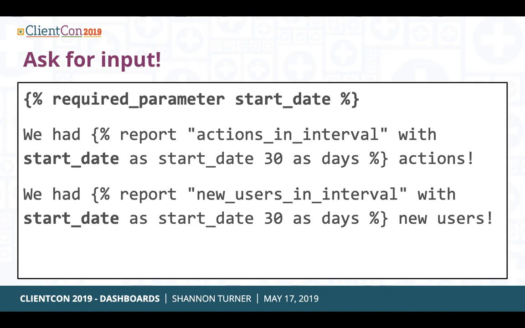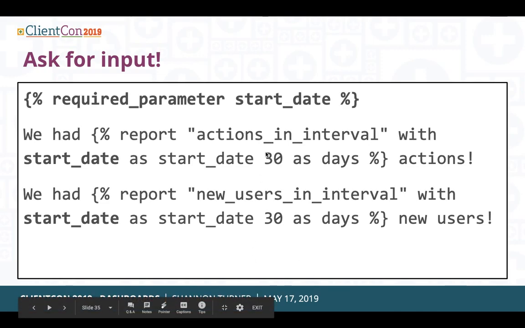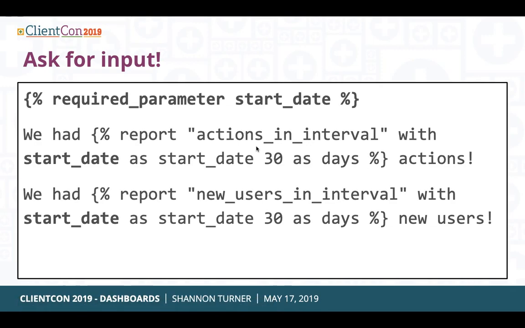If we were to use the required parameter tag, then we can prompt the user for one parameter and not the other. So this here will always assume that you want 30 days as your interval, because you'll notice here that it says 30 as days. It always says that. But it'll ask you when you'd like the start date to be. So you can call this your 30-day dashboard, and then you just specify the date. Starting at this date, tell me how many actions we've had in a 30-day period. How many new users did we have in a period?